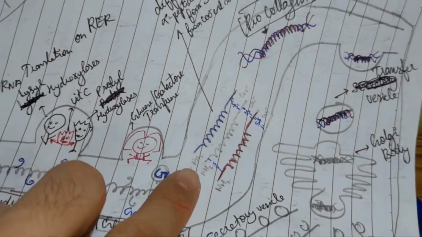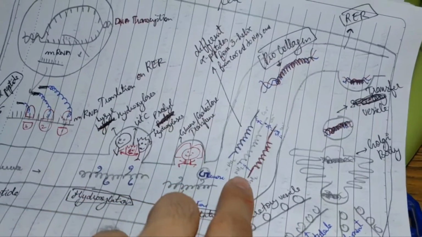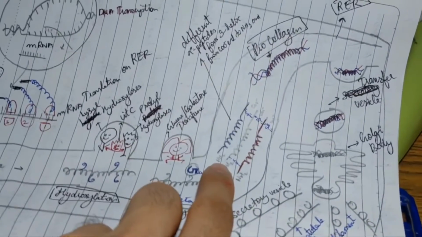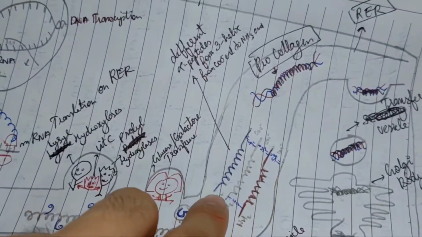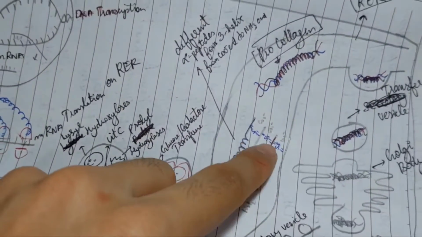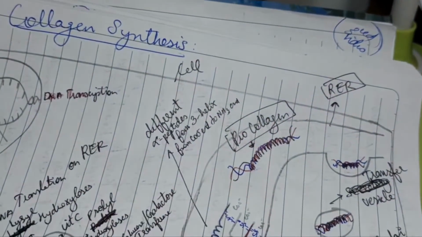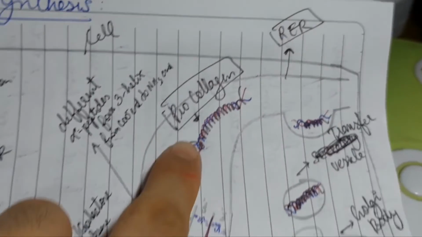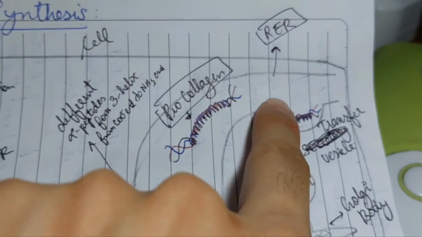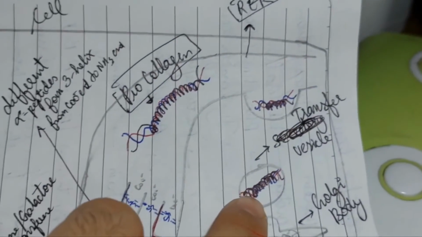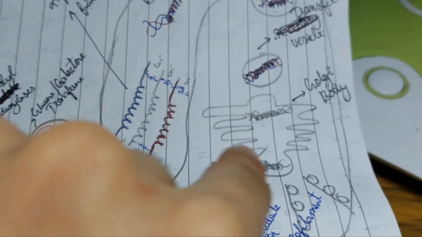So here we can see that we had our three pro alpha peptide chains. After they had been hydroxylated and glycosylated, they came close, and the carboxyl end had some disulfide bonds and also the amino end, but they were more on the carboxyl end. They started twisting, and eventually we have this procollagen being formed. Now this procollagen will bud out of the rough endoplasmic reticulum and form a transfer vesicle, and it will go to the Golgi body.